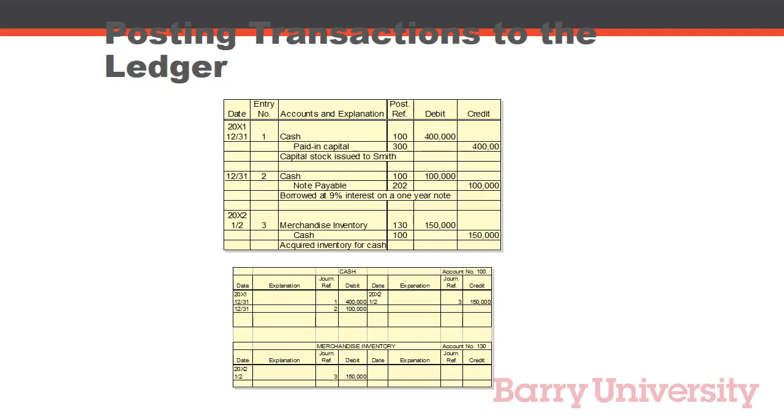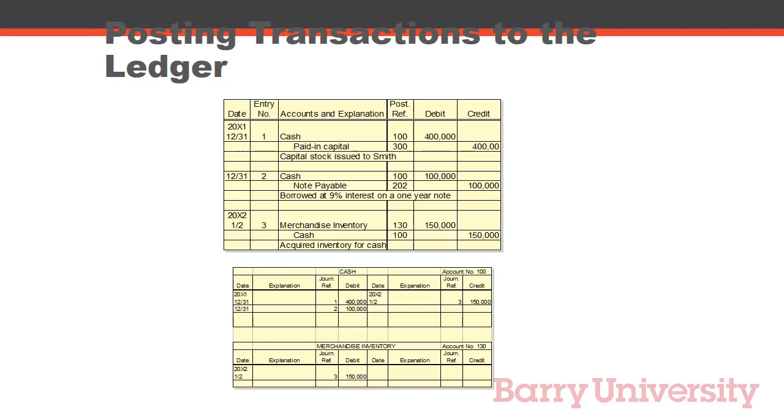In transaction 3, the asset cash was decreased. It is being decreased with a credit. If you look at the very bottom, merchandise inventory ledger account was increased by $150,000 with a debit. This is how we post.